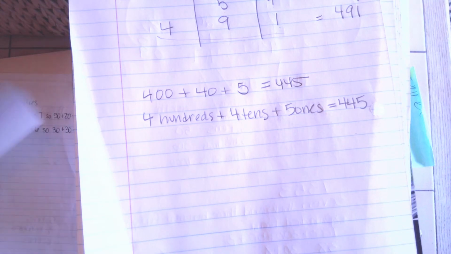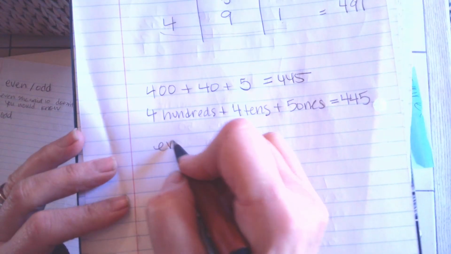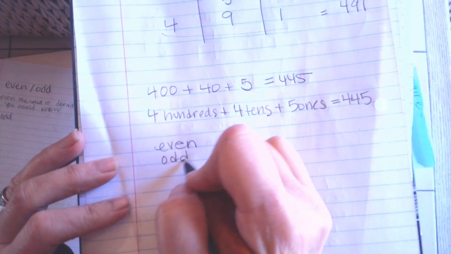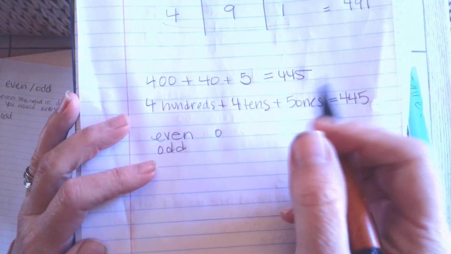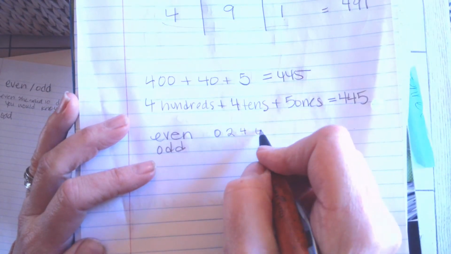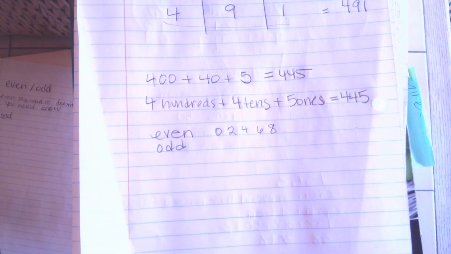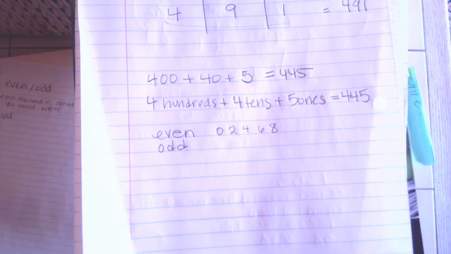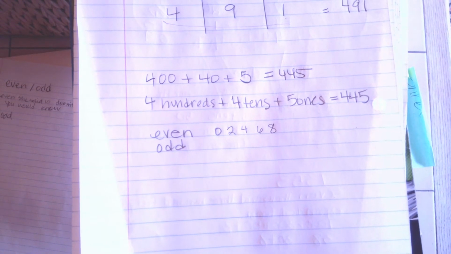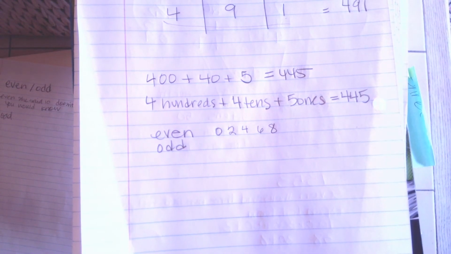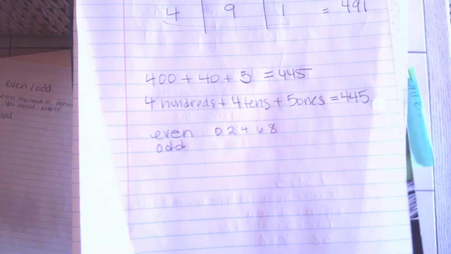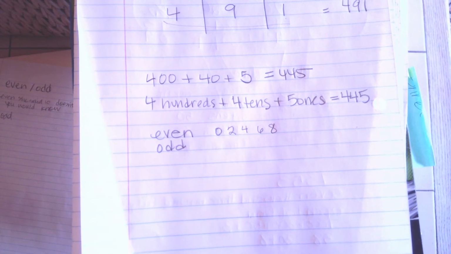Okay, the next thing we're going to go over is evens and odds. So an even number is a number that ends in 0, 2, 4, 6, or 8. I don't know if you've ever heard this before, but there's a little song and it goes 2, 4, 6, 8, who do we appreciate? So we're going to change it a little bit and we're going to say 0, 2, 4, 6, 8, who do we appreciate? The evens. Yay, evens. So that's how you can remember it.